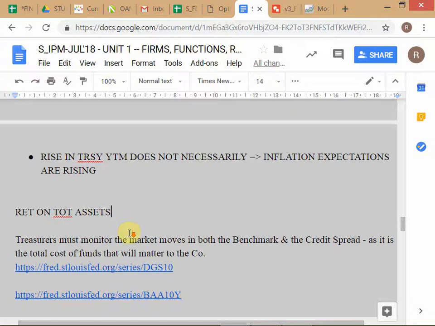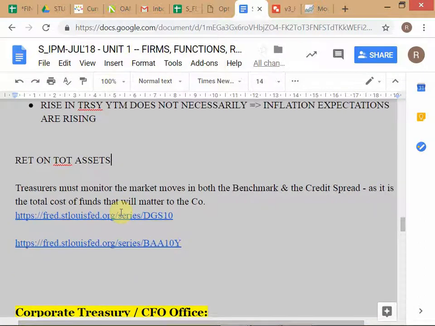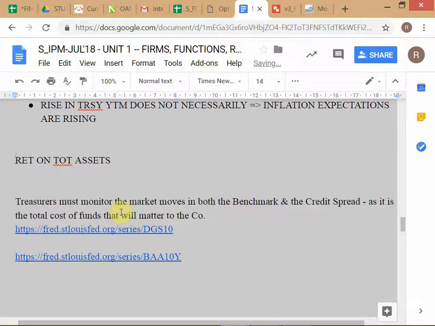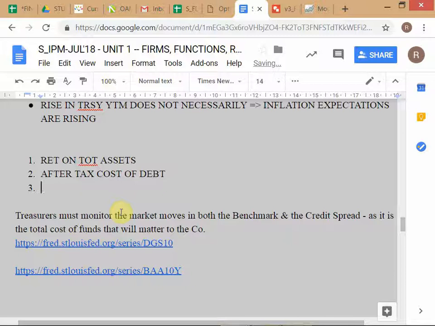Okay. 1 minute. This is an important thing you have to understand. Okay. Return on total assets is one. Then second is... So there are three factors.